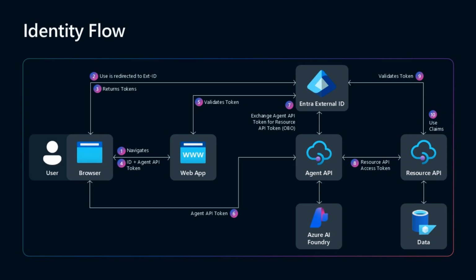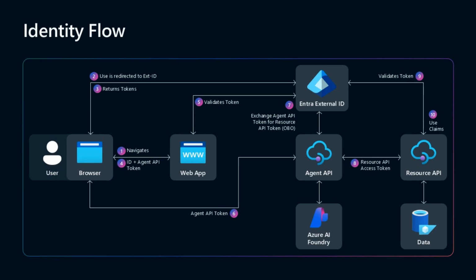The authentication flow is detailed in the demo as well. Users start at the web application, which redirects to Entra External ID for sign-in, then returns tokens to the browser. The browser uses these tokens to connect securely to the agent API with limited scope. The agent API then employs an on behalf of flow, exchanging the user's token for one scoped to the resource API, ensuring layered security and that the user never accesses backend APIs directly.